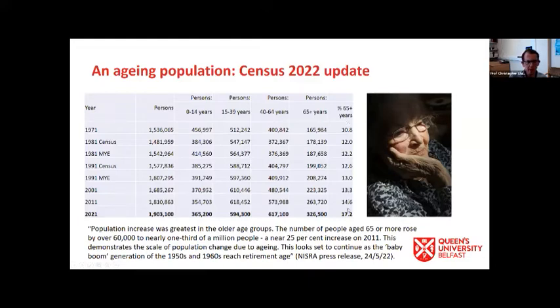And as you can see, in 2021, the column in bold, we've got the largest percentage of the population by some way. There's quite a clear percentage point leap between 2011 and 2021. And from NISRA's press release of today, population increase was greatest in the older age groups. So the number of people aged 65 or more rose by over 60,000 to nearly 1/3 people. So this is a near 25% increase on 2011. And we're seeing this because of the baby boom generation of the 50s and 60s reaching retirement age. And this trend seems likely to continue.